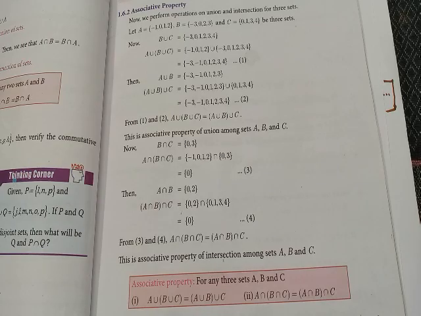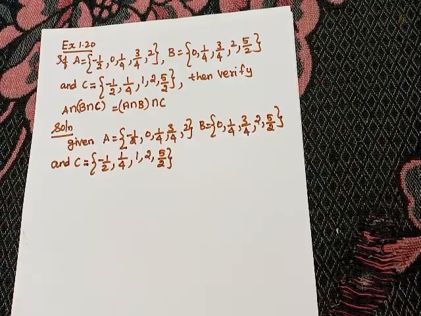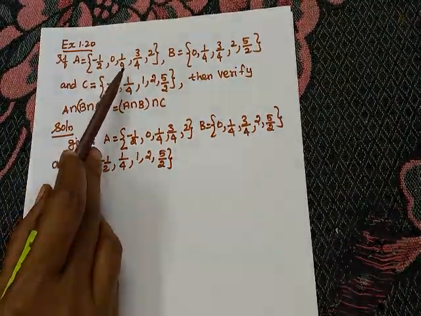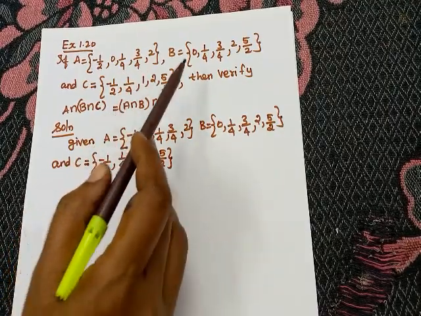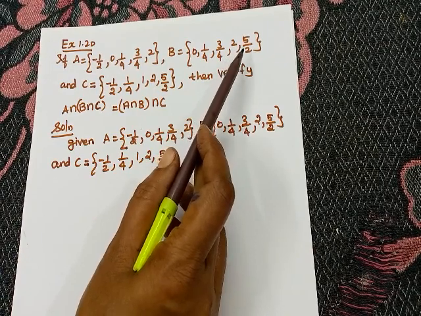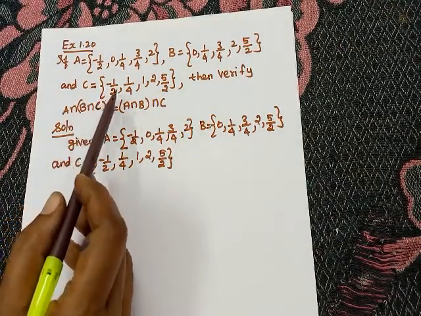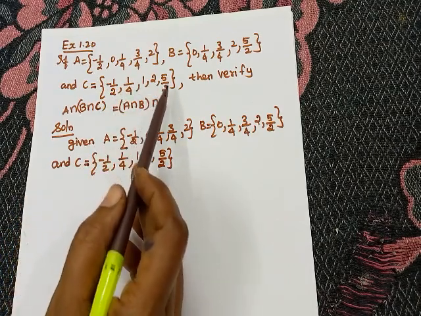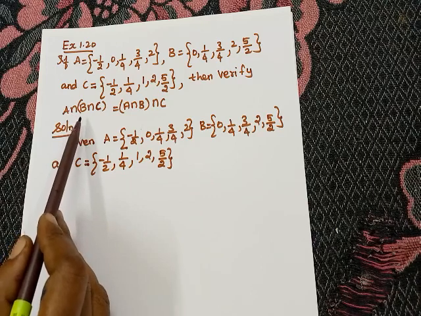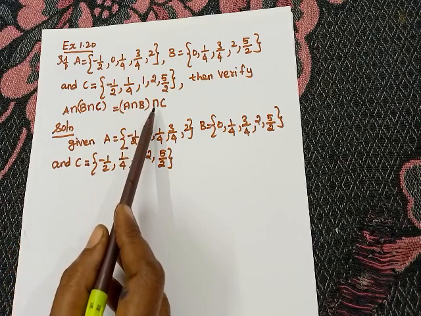1.20. Okay. So example 1.20: A is equal to {-1/2, 0, 1/4, 3/4, 2}, and the B set is equal to {0, 1/4, 3/4, 2, 5/2}, and the C set is {-1/2, 1/4, 1, 2, 5/2}. Then verify A intersection (B intersection C) equals (A intersection B) intersection C.